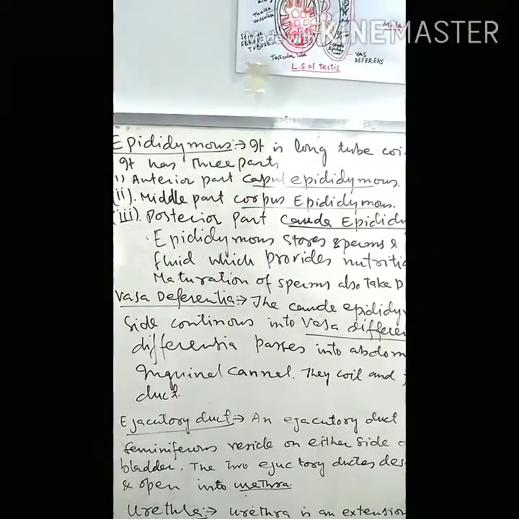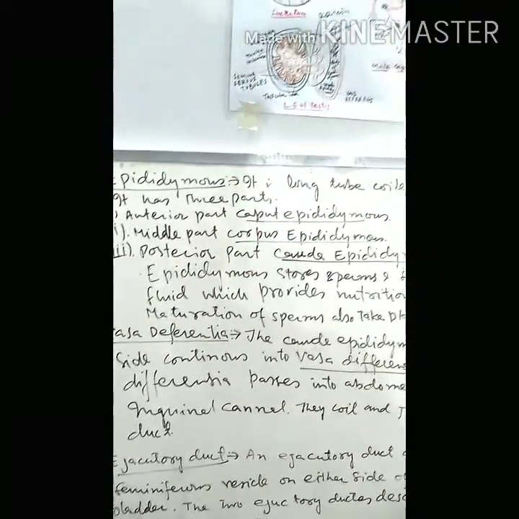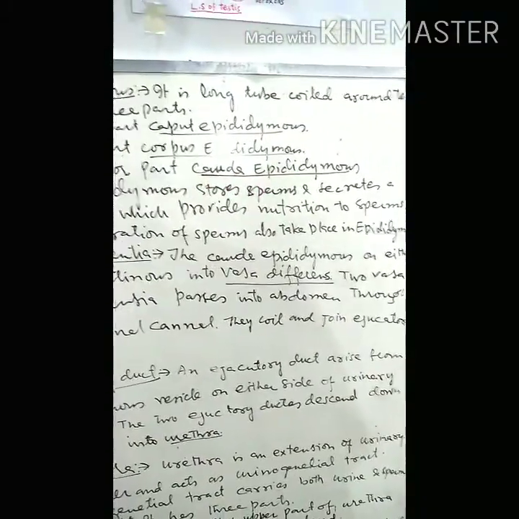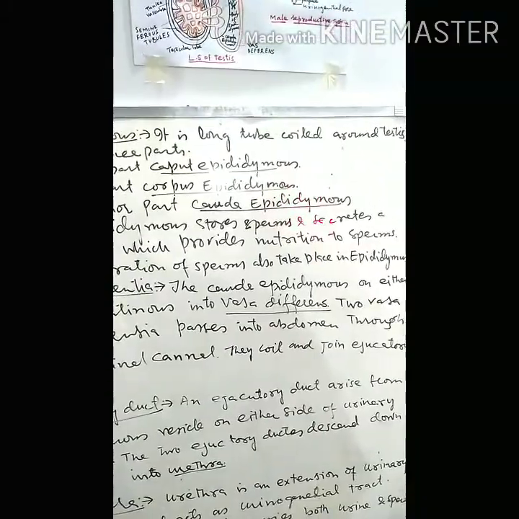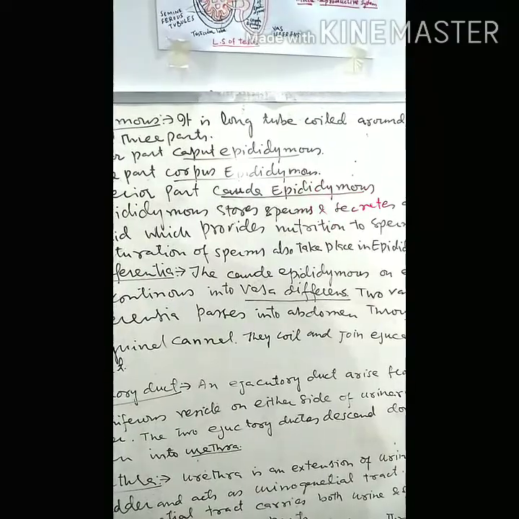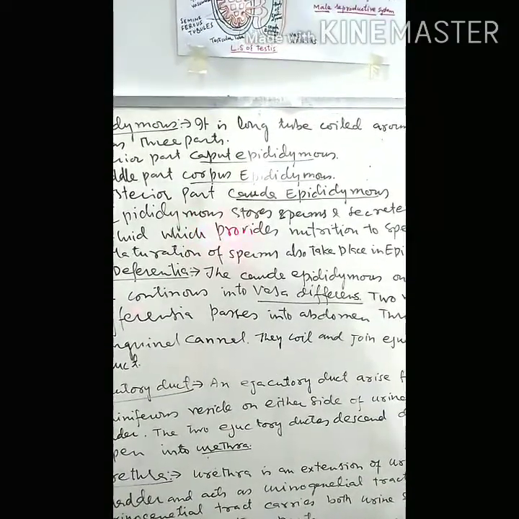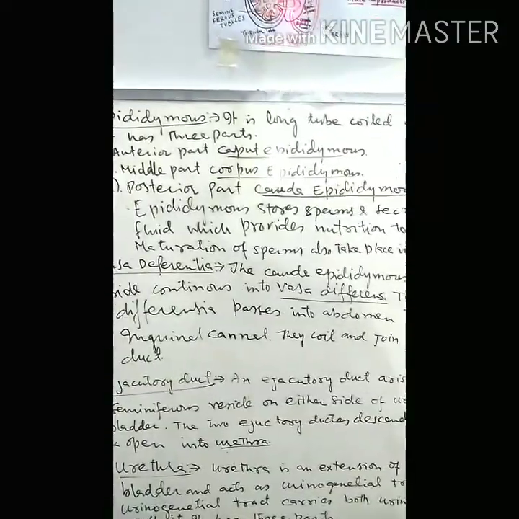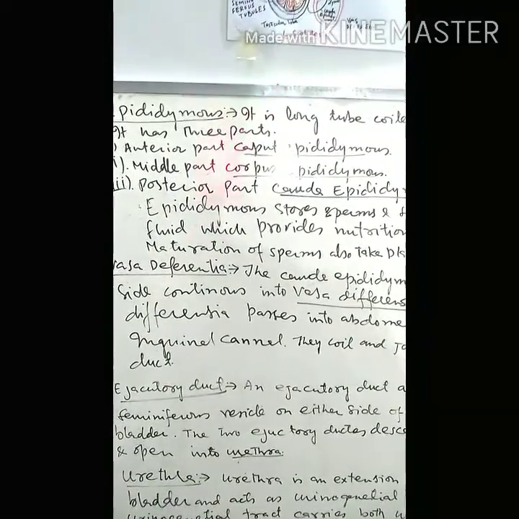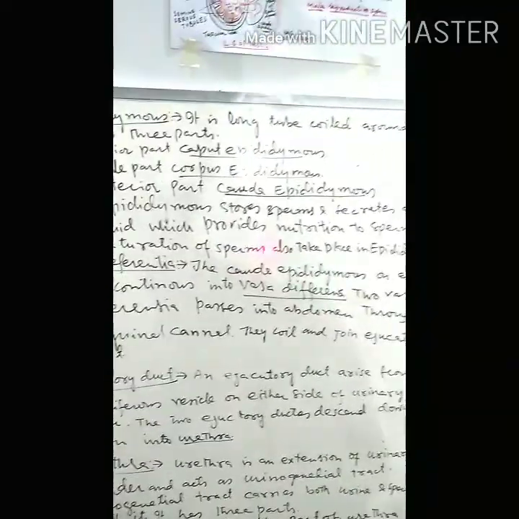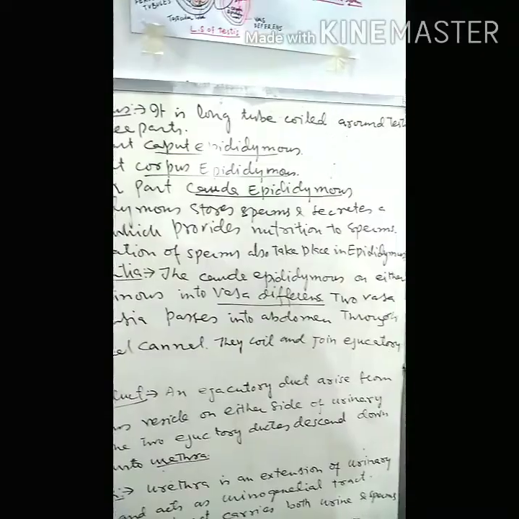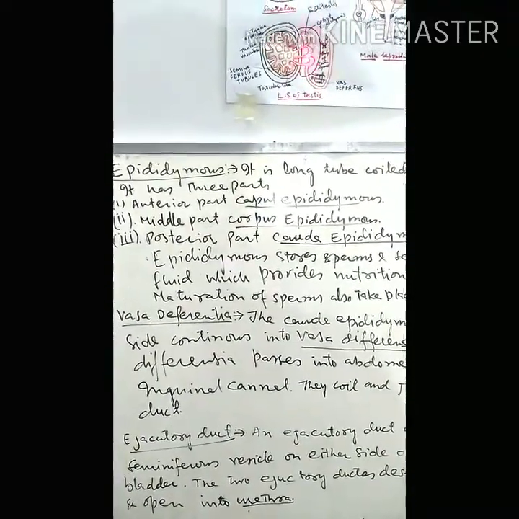What is the function of the epididymis? It stores sperm and secretes a fluid which provides nutrition to the sperms. Maturation of sperms also takes place in the epididymis.